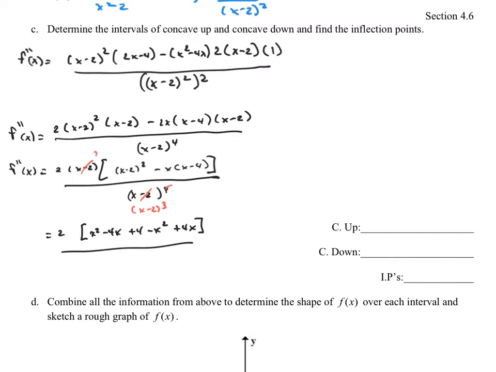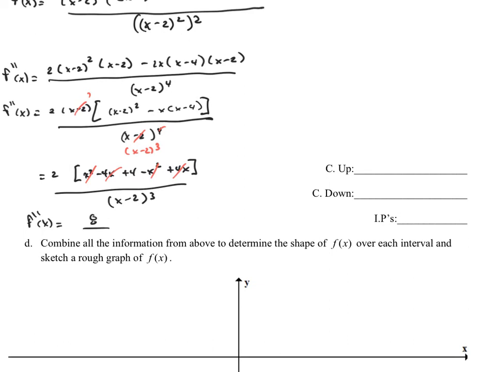When I do that, and I have (x minus 2) cubed on the bottom left over, I notice that my x squareds are canceling and my 4x's are canceling. So the only thing that I have left on top for my second derivative is the number 8. And then on bottom, I still see my (x minus 2) quantity cubed.